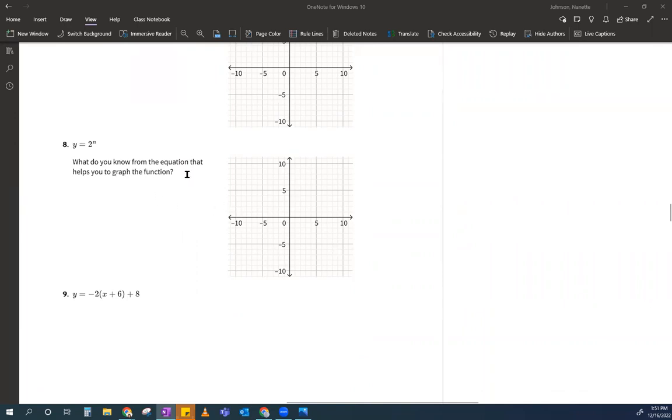What do you know from the equation that helps you graph the function? So if I asked you to graph this, right, the very first thing that I would graph, just a reminder, this is kind of like our review before our test, right? So the very first thing that I would graph is I would plug in 0. And what's 2 to the 0? You guys are like, oh, that's 1. Very good. And then if I plug in 1, what's 2 to the 1? Oh, that's 2. And if I plug in 2, then I get 4.